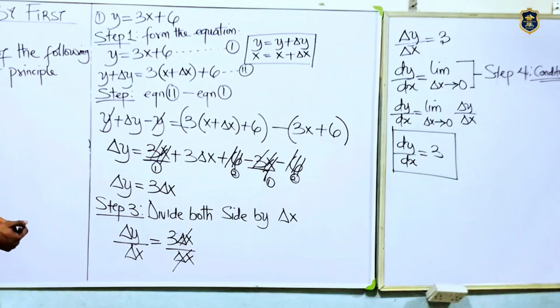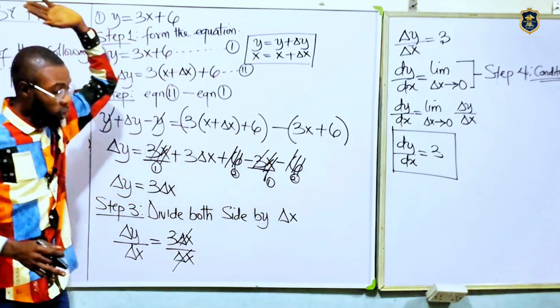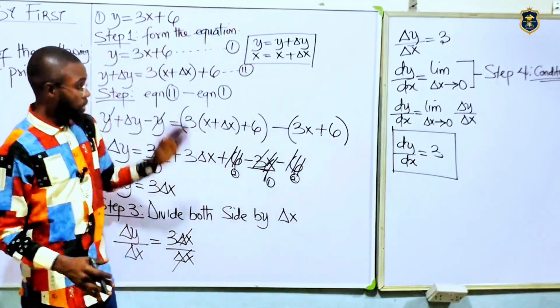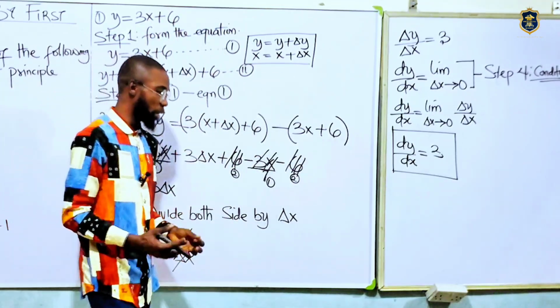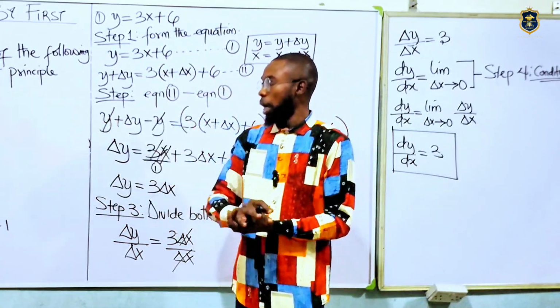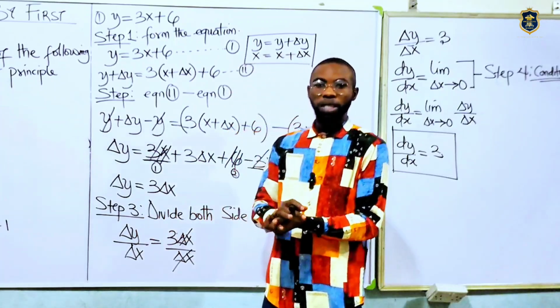For time's sake, step 3 is to divide both sides by delta x. All 4 steps must be followed. To understand everything we're doing here, you must follow these 4 steps. Having followed these 4 steps, you'll see that we get everything we want to do correctly. In the next video, I'll be showing you how to do question 2. I'll show you question 2 and then we'll proceed from there. Follow me for the next class, guys.